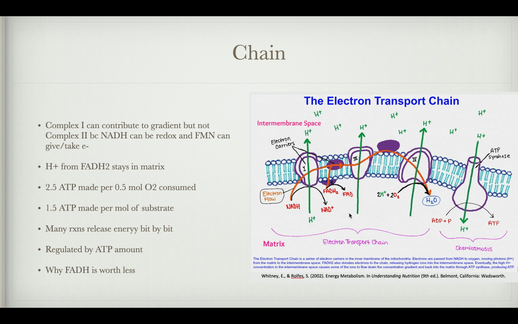And 2.5 ATP is made per mole per 1.5 moles of oxygen consumed, and 1.5 ATP is made per mole of substrate. So these are actually pretty good odds. This makes quite a lot of energy, as you can see. It is a very efficient mechanism. So all these reactions pump out hydrogen, like 4 hydrogens here, 4 hydrogens here, 2 hydrogens here, and it will build the gradient bit by bit by bit.